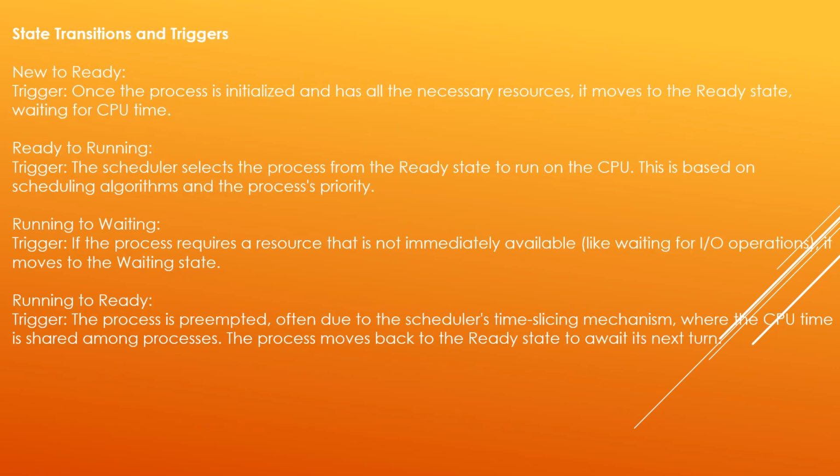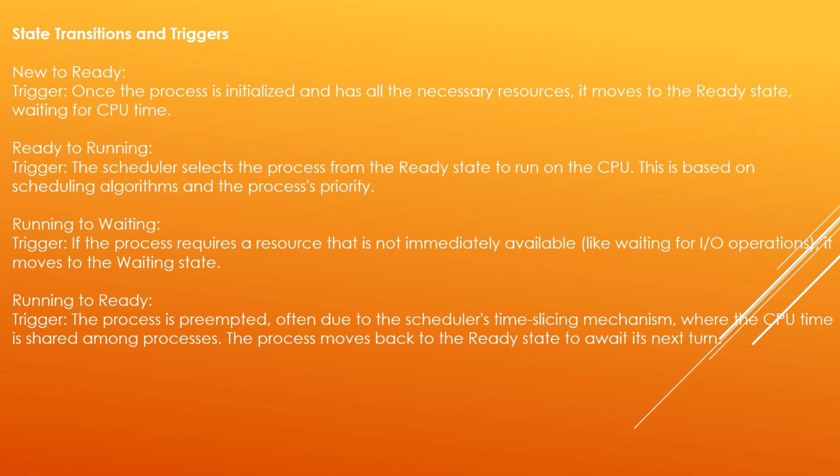State transitions and triggers. New to ready. Trigger: once the process is initialized and has all the necessary resources, it moves to the ready state, waiting for CPU time. Ready to running. Trigger: the scheduler selects the process from the ready state to run on the CPU. This is based on scheduling algorithms and the process priority.